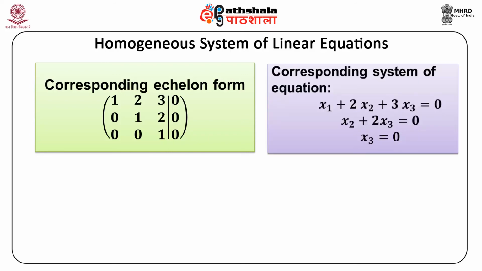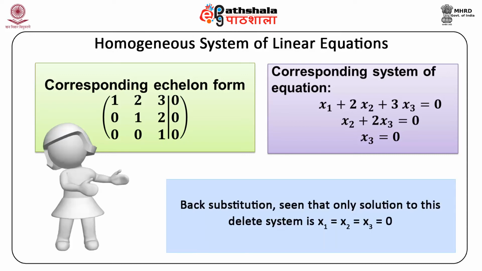Corresponding system of equations is x1 plus 2x2 plus 3x3 is equal to 0, x2 plus 2x3 is equal to 0, x3 is equal to 0. By back substitution, it can be seen that the only solution to this system is x1 equal to x2 equal to x3, which is equal to 0, which is a trivial solution.